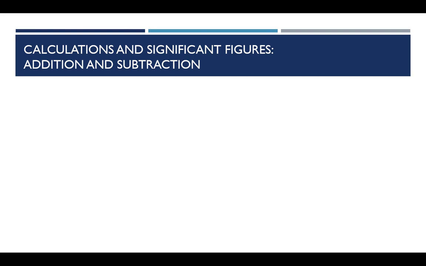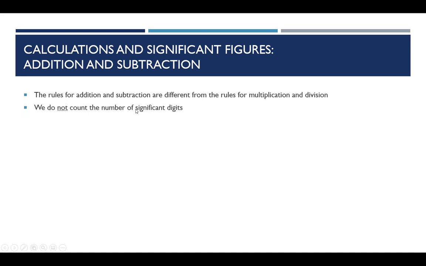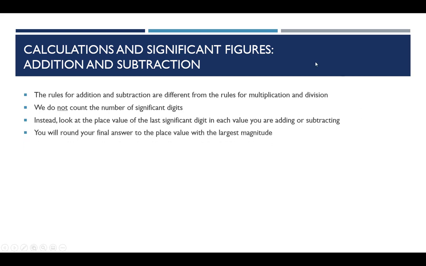Now let's take a look at the rules for addition and subtraction. And I definitely don't want you to forget the multiplication and division rules, but just put them somewhere aside in your brain, because these rules are totally different from the rules of multiplication and division. I do not ask you to count how many significant digits there are, and if you do, you're doing it wrong. So instead, what we do is we look at the place value of the last significant digit in any of the values that you're adding or subtracting. And then you will round your final answer to the place value with the largest magnitude.